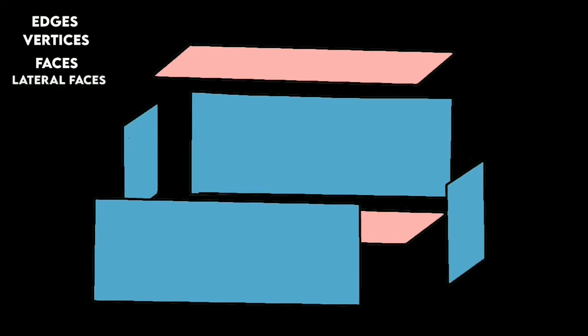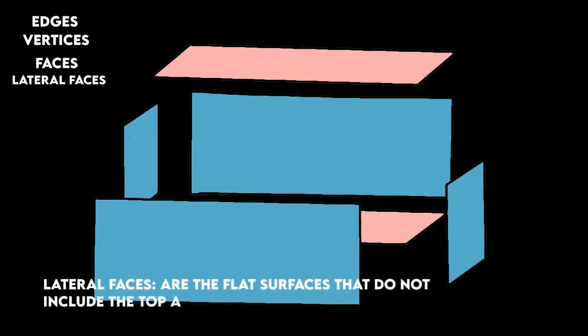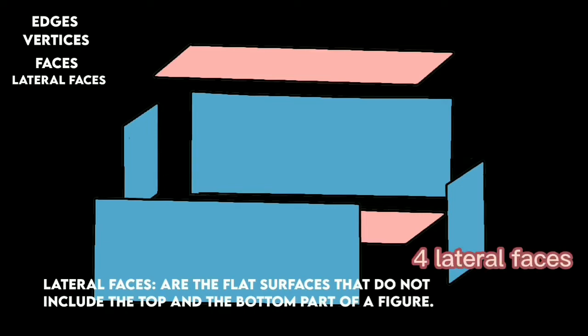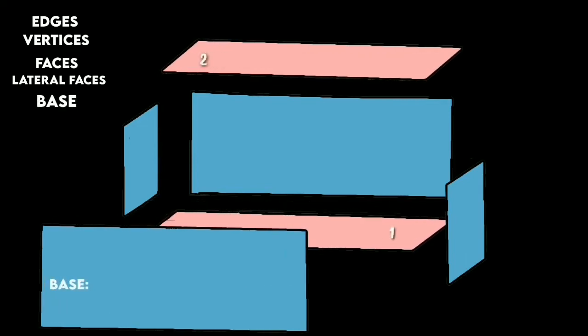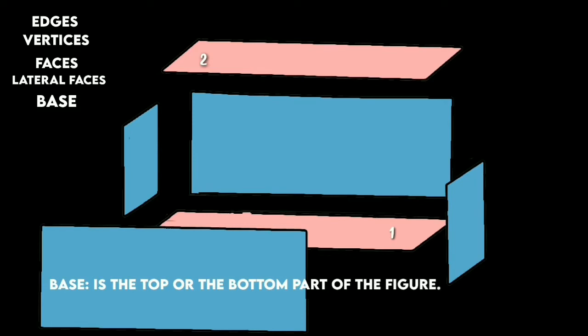Next one is the lateral face. Lateral faces are the flat surfaces that do not include the top and the bottom part of a figure. In our example, it has 4 lateral faces. The last part is the base. The base is the top or the bottom part of the figure. In our example, it has 2 bases.